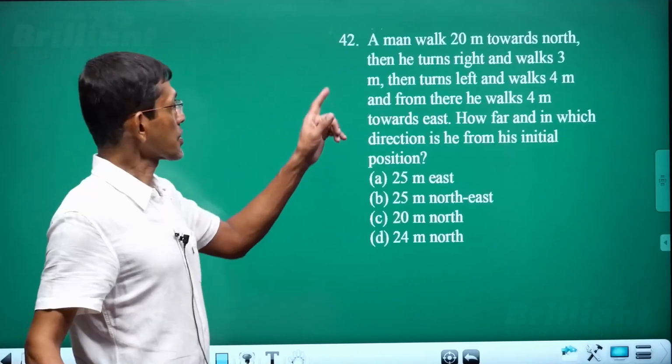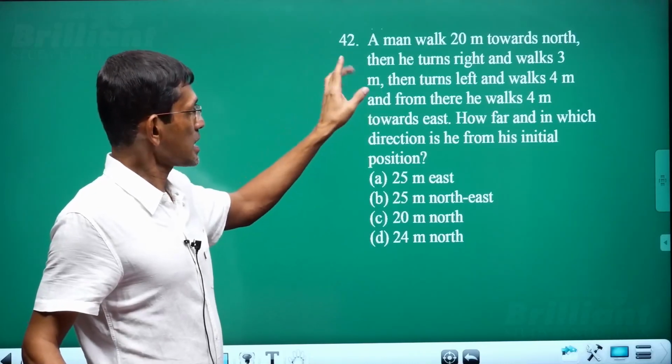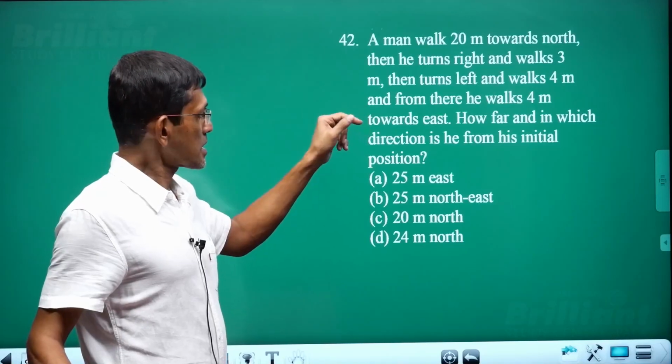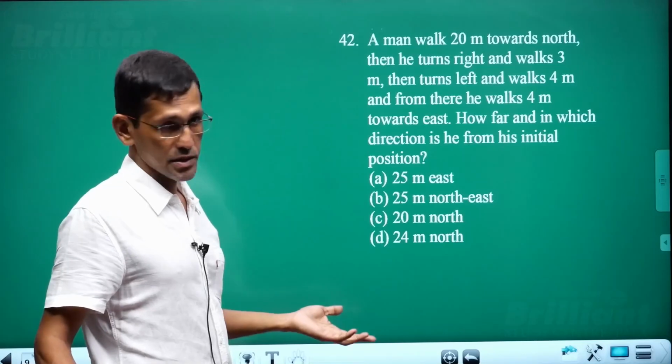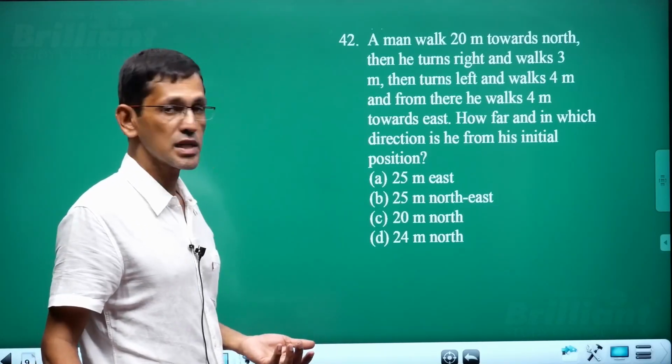No confusion. So here, a man walked 20 meters towards north. Then he turns right and walks 3 meters. Then turns left and walks 4 meters. And from there, he walks 4 meters towards east. How far and in which direction is he from his initial position?